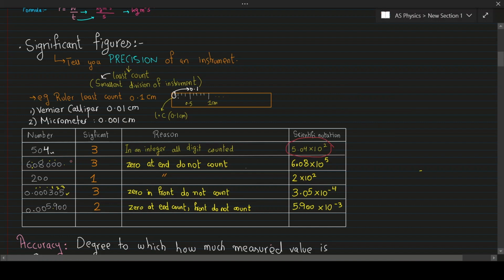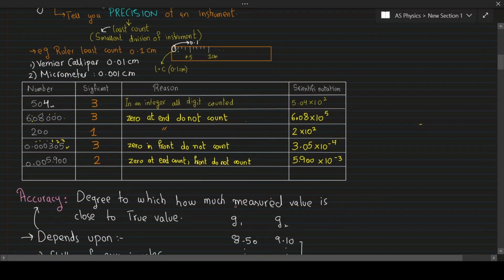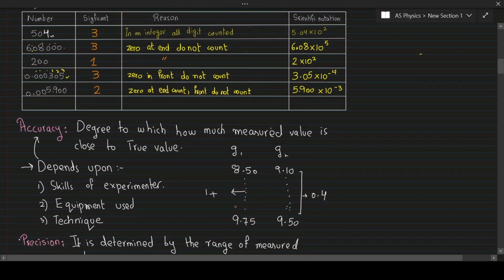Okay, similarly the second, that is 608,000, in which we have 3 significant figure. Similarly, we look at this example, it has 1 significant. Similarly, if you look at the table, you'll get an idea that how we can represent the significant figures. Okay, then comes the concept of accuracy.